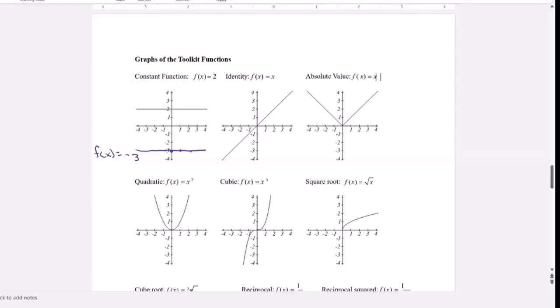All right. Now we have something called the identity, which is f of x or y is equal to x. So when x is 1, y is 1. When x is 2, y is 2, and so on and so on. That's why it's called the identity. And you notice it's just a diagonal line. It goes through 0 because when x is 0, y is 0. And it has a positive slope of 1.